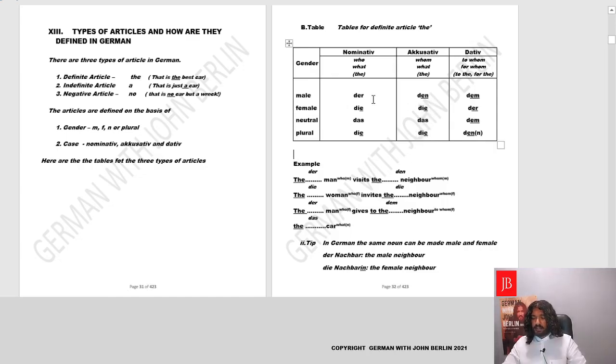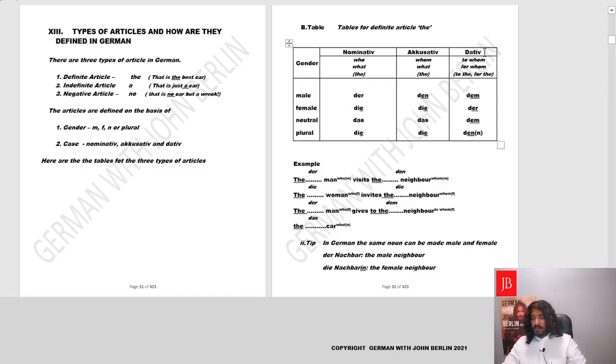For example, he invites the man. Whom does he invite? The man, den Mann. Let's say he invites the woman. Whom does he invite? The woman, die Frau. He invites the child. Whom does he invite? Das Kind, neutral. He invites the people, plural. So whom does he invite? He invites die Leute, the people.